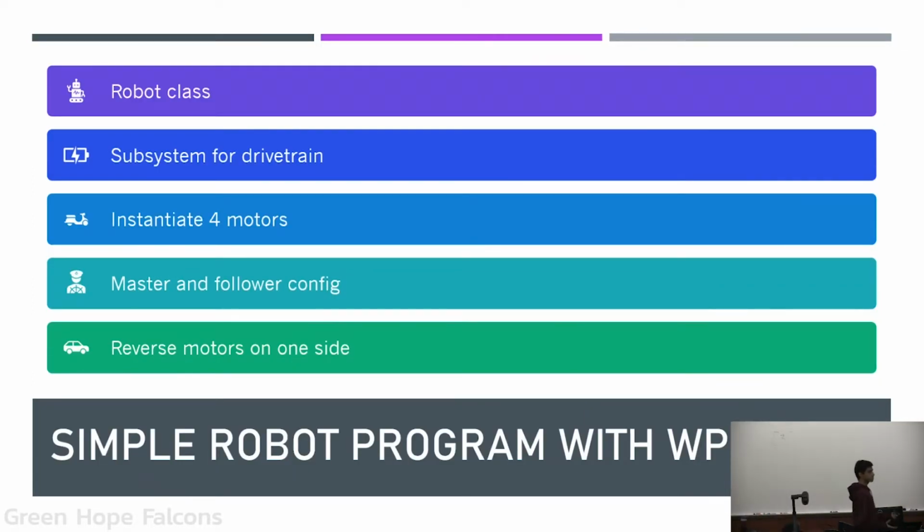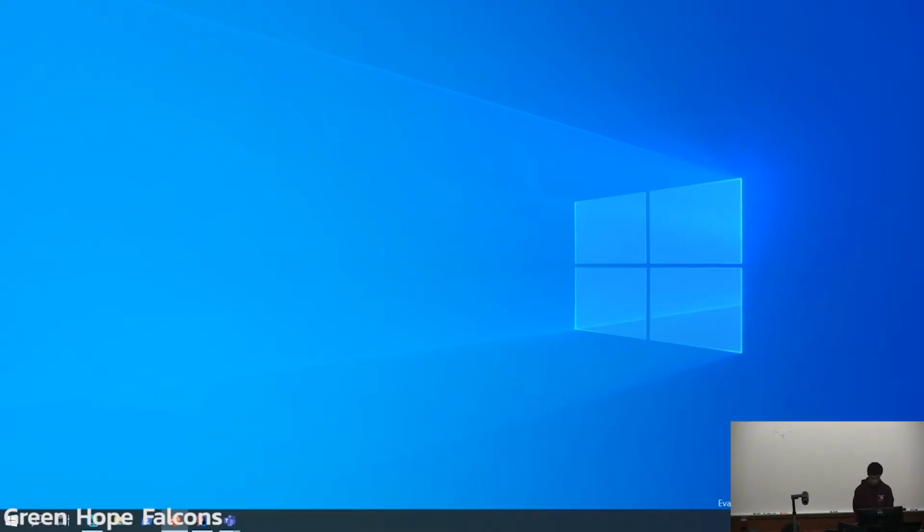So what we're going to do first is we'll write a simple robot program. We'll start with a robot class, and we'll create our drivetrain subsystem. This robot right here is what we're going to be programming. This robot has 4 motors. So we're going to create the 4 motor controllers. And we'll talk about the master and follower configuration. And we'll also talk about reversing motors on one side. So we can get started.